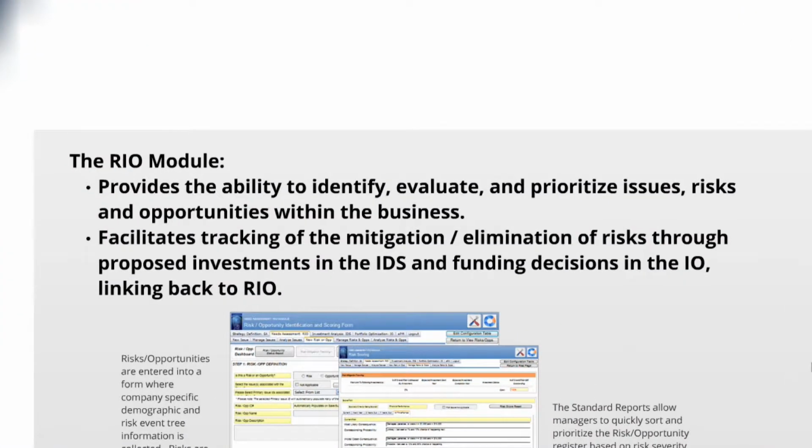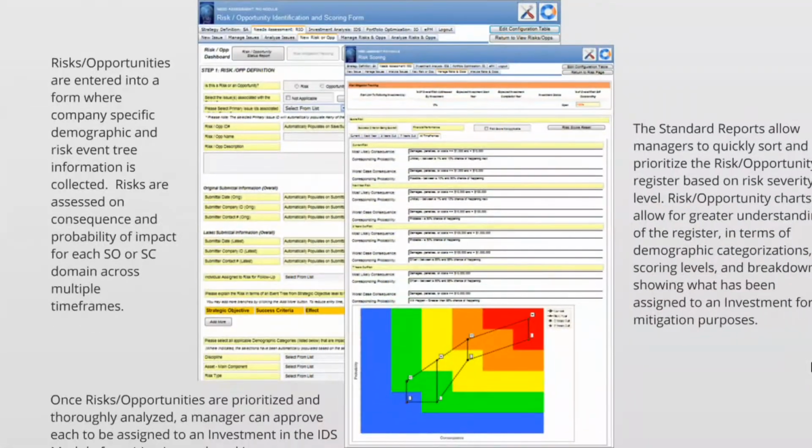The Risk Identification and Opportunities, or RIO module, provides a common platform for identifying, evaluating, and prioritizing issues, risks, and opportunities across the business. The module is highly customizable depending on the level of detail desired by each client. With automatic linkages to investments and the optimized portfolio, the mitigation of risk is tracked and linked back to RIO. This graphic illustrates some of the descriptive information entered as well as automatically captured and an in-depth view of scoring across multiple timeframes and scenarios.